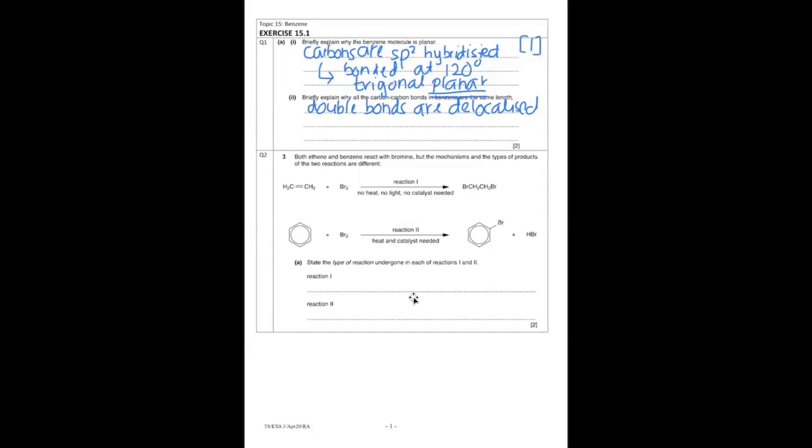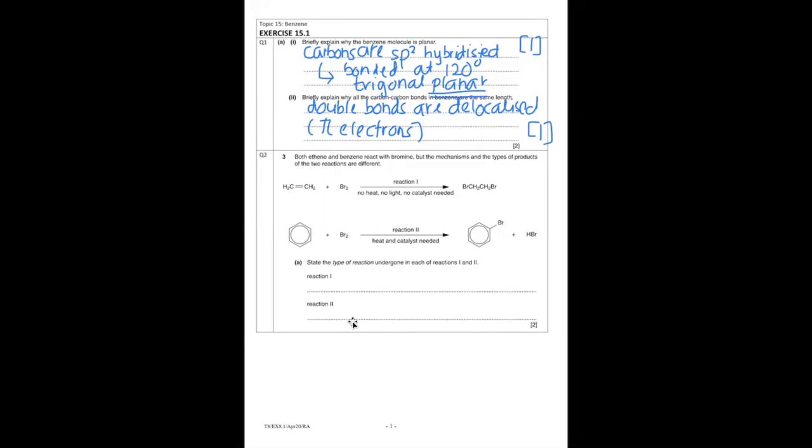Okay, so double bonds are delocalized, so that means the pi electrons are delocalized as well. So you can just choose any one of these points because again, this question carries 1 mark only. Okay, next one. Now I am going to give you some hints only because I want you to use your brain.